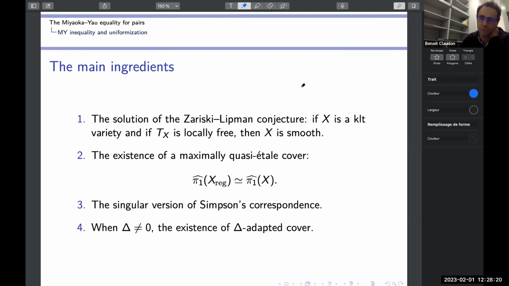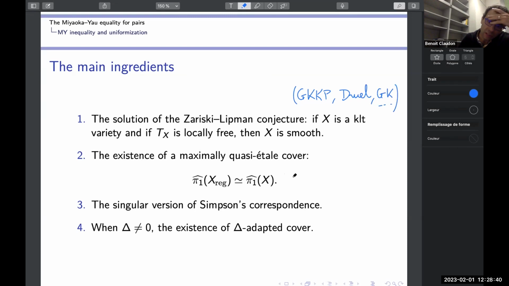important. It has been proven by Greb, Kebekus, Kovács, and Peternell, and later on also by Druel in some more general situation, and then Graf and Kovács, and so on. Okay, so we already saw this guy.